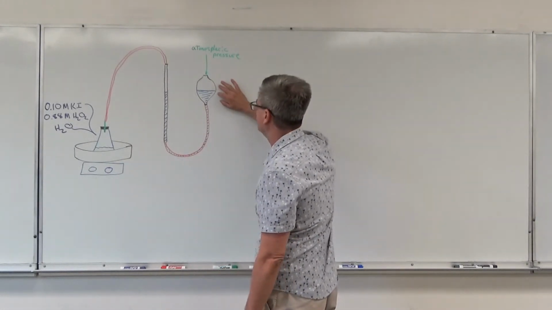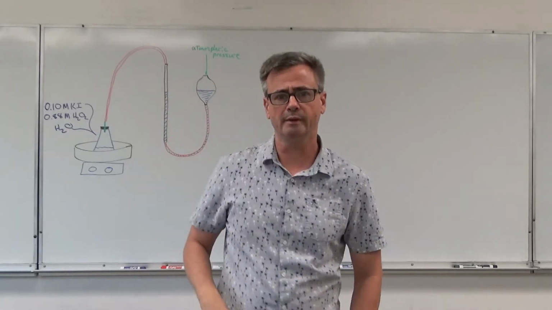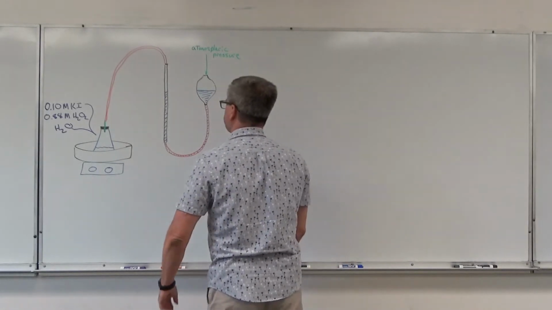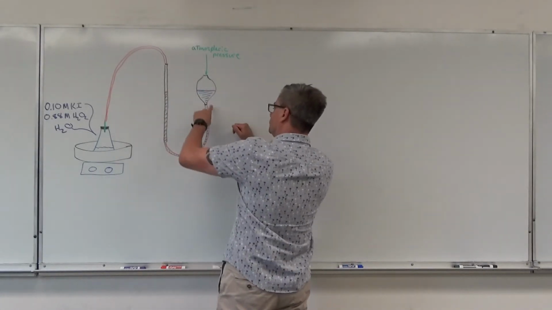And then the burette is actually connected on the bottom with another rubber tube up to, I forget the terminology that we use for this bulb. I think a pressure equalizing bulb. Hopefully that's what we call it. That's what I'm going to call it right now. And then this is all filled up with water.